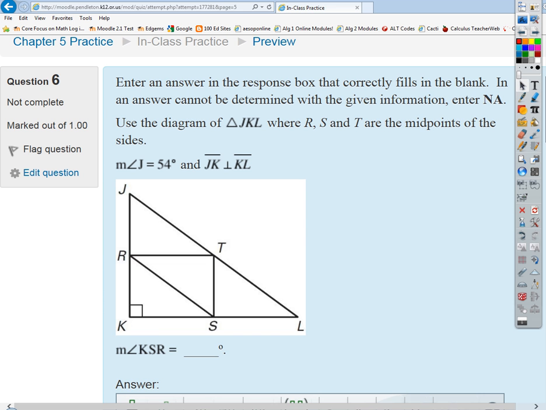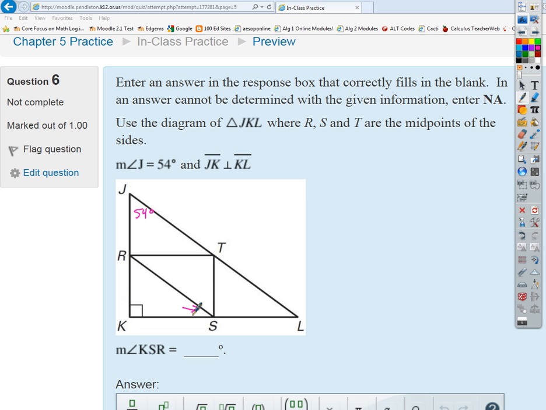Real quick, actually, we didn't look at this one either yesterday. Probably not a bad one. So what do they tell us here? They tell us segment JK is perpendicular to segment KL, so that's a right angle. They're telling me that the measure of angle J is 54 degrees, and they want to know the measure of KRS. So they want to know the measure of this angle right there. That's kind of a tricky one a little bit.